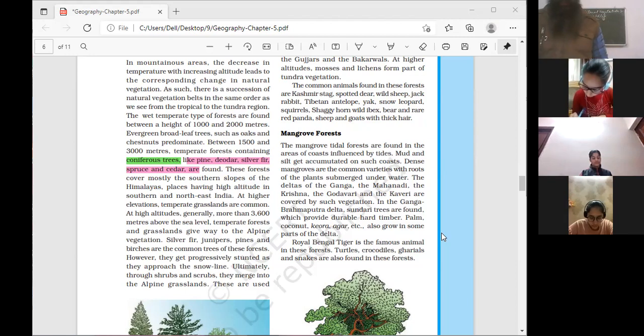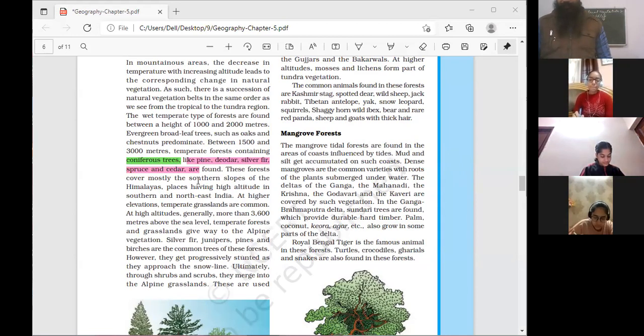and some varieties of bamboos, B-A-M-B-O-O-S, are also growing in such regions. I'm again repeating the names: pines, cedar, spruce, silver fir, oaks, deodar, D-E-O-D-A-R, oak, ash, maple, olive, and some varieties of bamboos are also growing in this region of 1,000 to 3,000 meters of height, which is known as the coniferous forest.